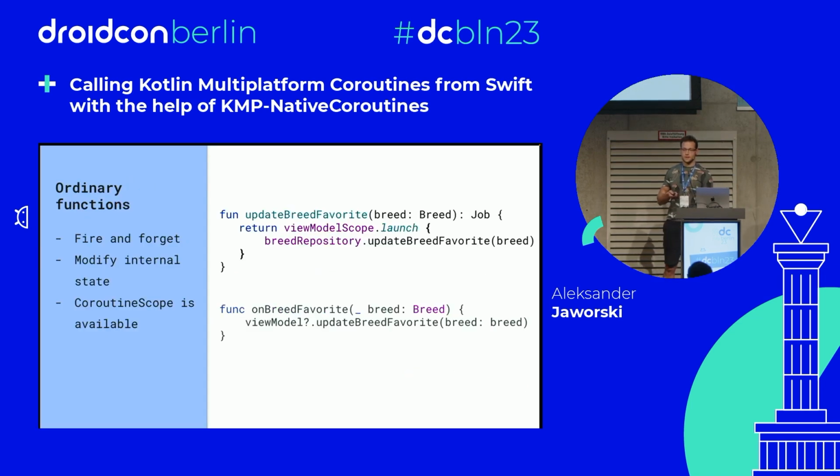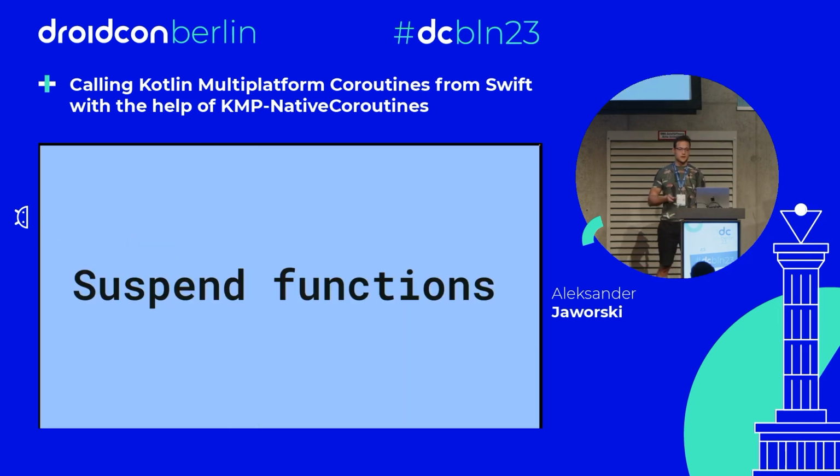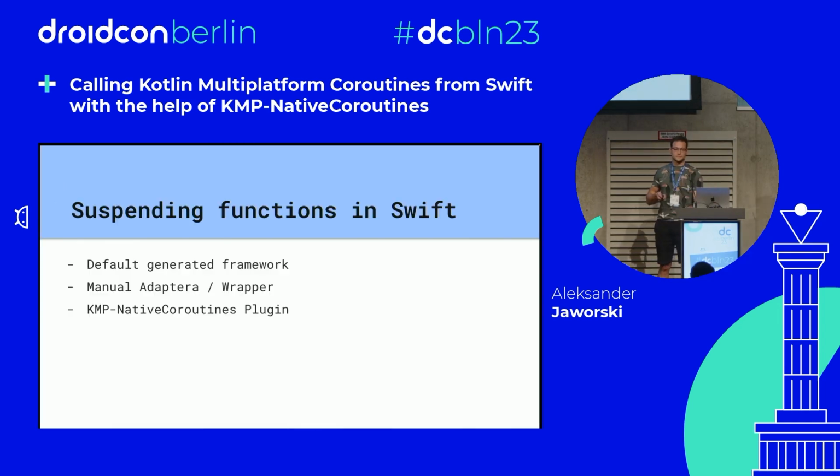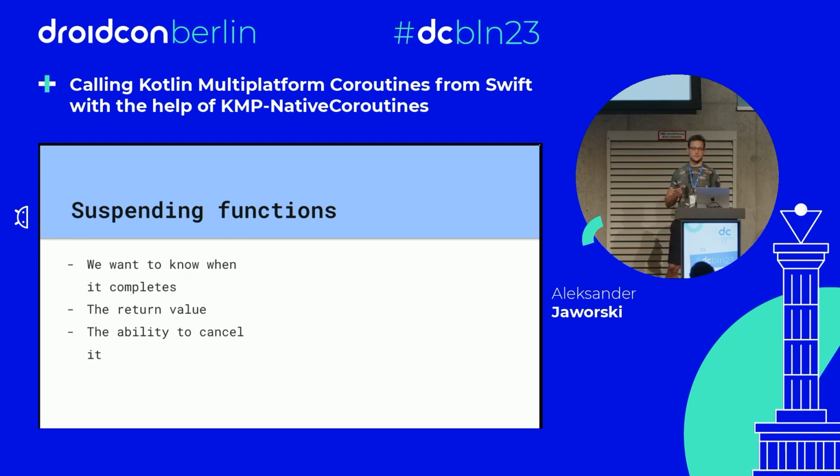It's OK, but there are some drawbacks, because it's mostly used for fire and forget functions, where you actually can't get any data back from it. And also, we usually use it to modify internal states, like modifying the database, modifying a state flow, which we then collect in the UI. And also, it requires us to have a coroutine scope available in order to launch it from Kotlin. So for suspending functions, we're going through the 3 ways: default generated framework, manual adapter, and also the KMP-NativeCoroutines plugin.